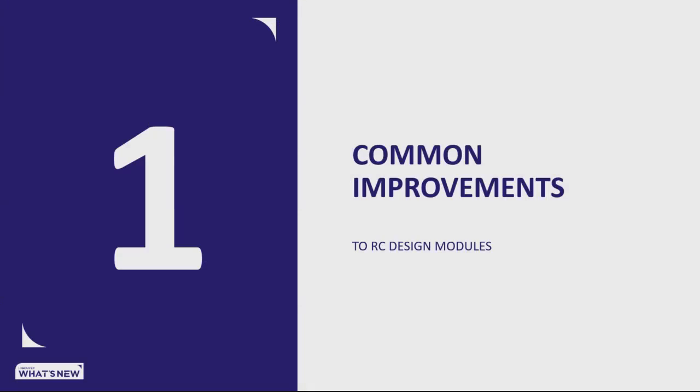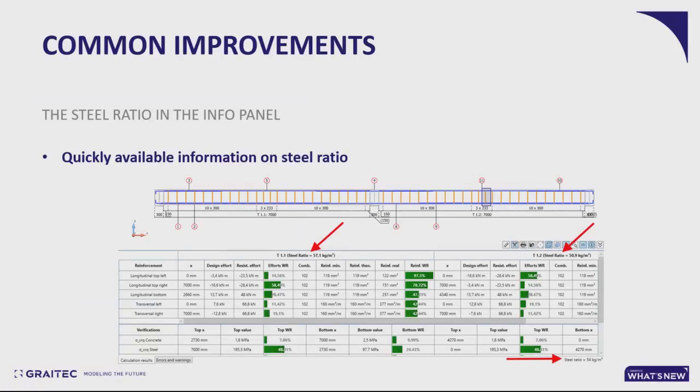First of all, talking about common improvements. One of the basic results normally required for concrete design is the steel ratio compared to the volume of concrete. That's mostly needed in your project. So now we have added that into our modules. As you see here in the screenshot, now you can see the steel ratio used in this multi-span beam, and the calculation will be done.